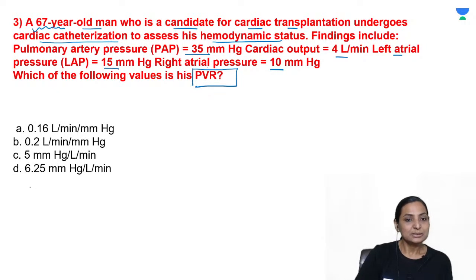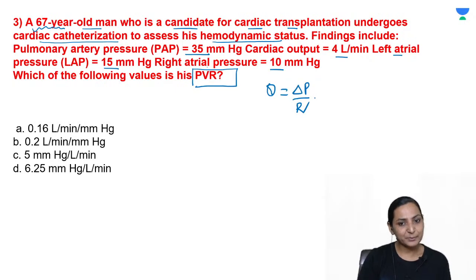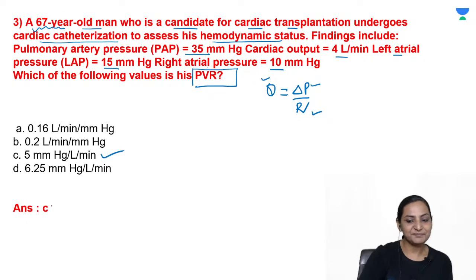Now, remember, you have already studied Ohm's law, the principle that Q is equal to delta P upon R. This basic principle is known to us, and anything can be a calculation factor. I may ask you to calculate blood flow or the pressure gradient or even the resistance. So what is the correct answer? Who would like to make a try before we come to the solution? Yes, the correct answer is C, that is 5.